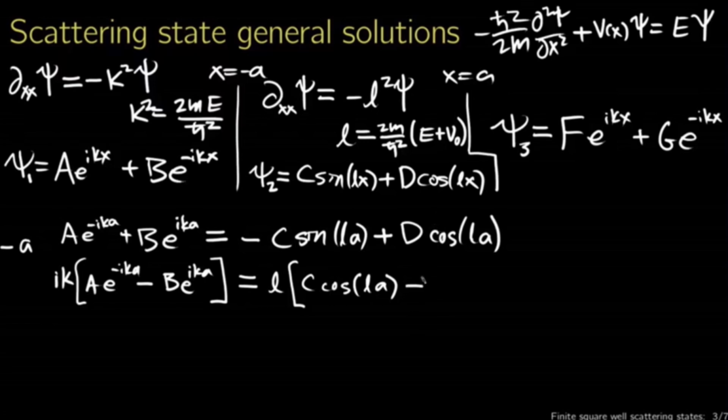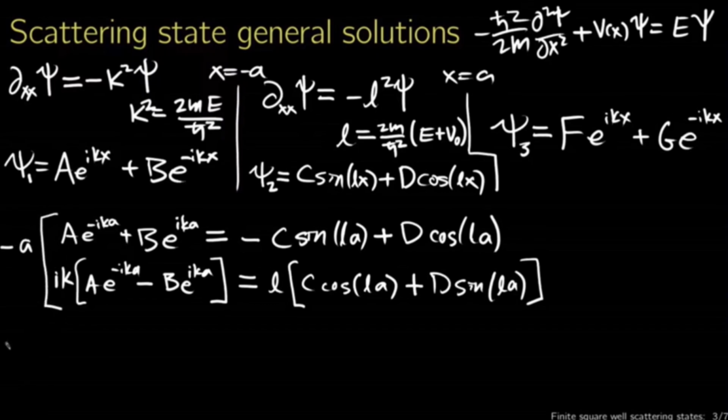So I'm going to have minus d sine, and I'm evaluating it at minus La again, which I'm going to use to cancel out this minus sign. Sine of minus an argument is minus the sine of the argument, so I have two minus signs, and I end up with a plus overall. So these are our boundary conditions at x equals minus a.